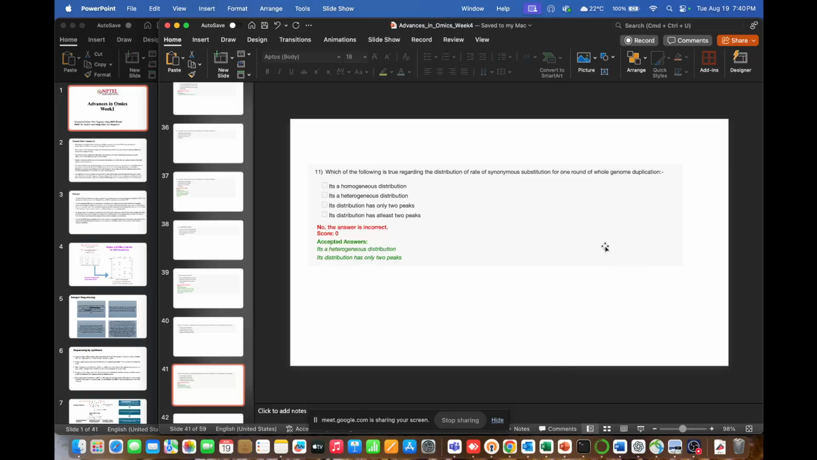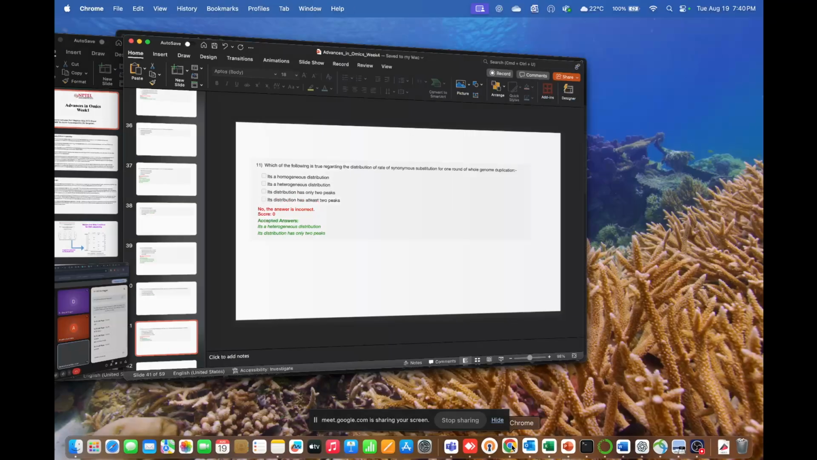After multiple rounds of whole genome duplication, it will have multiple peaks because it will have multiple copies of the genome. If you have one copy of the genome, you have a single peak. If you have two copies, you have a bimodal thing. If it is multiple copies, you'll have multiple such peaks. Since it has gone through one round of whole genome duplication, you'll have two peaks. So I hope this was clear.